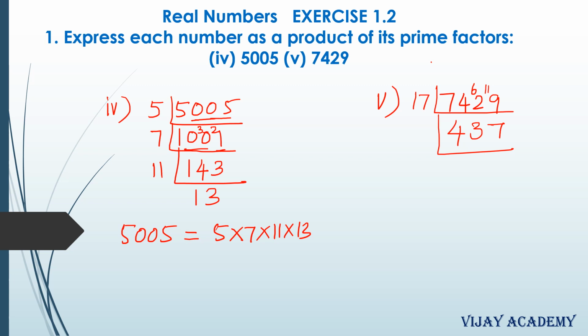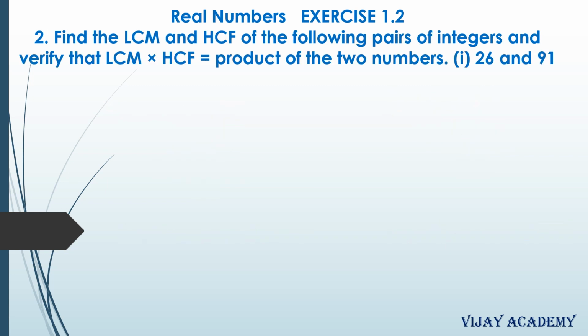Then you should check with 19. It is divisible by 19, 23 times. So 23 is a prime number. Therefore, the prime factorization of 7429 is 17 into 19 into 23. So next we have the second question.